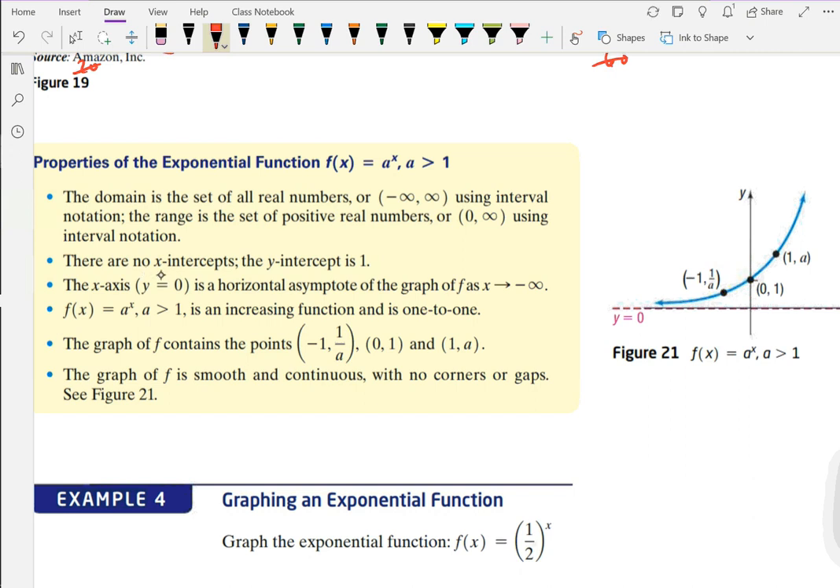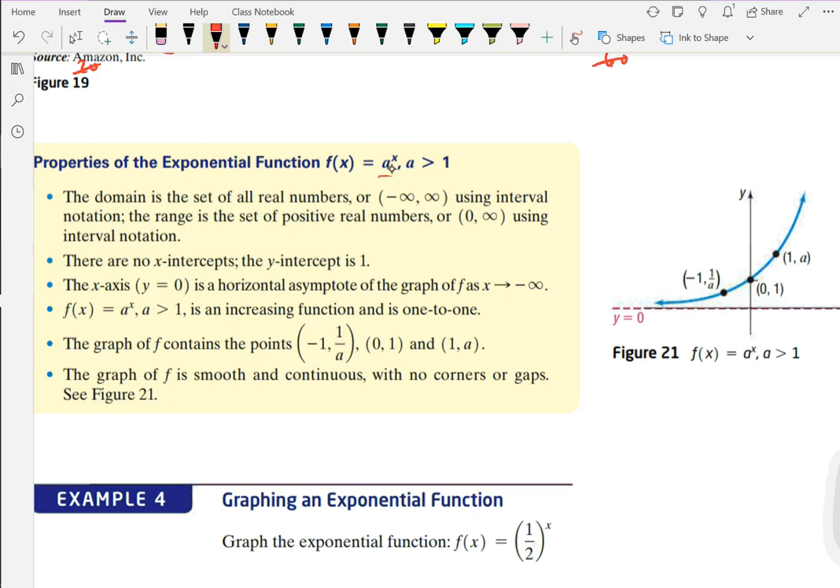Additionally, there are no x-intercepts, because when does this go to 0? When does 0 equal something to a power? If I take a to any power, the only way I can get 0 by multiplying is if I multiply by 0. And since a has to be larger than 1, we never end up with that happening. So as far as the parent function a to the x, there will never be an x-intercept. The y-intercept, however, is when x goes to 0.